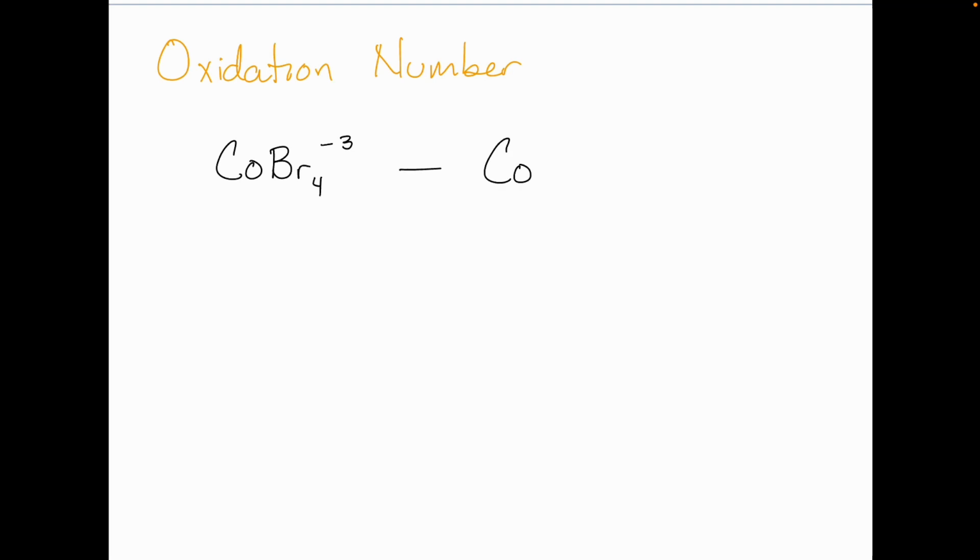Okay? And so what we went over last time was how we can get oxidation numbers given a formula here. So for example, let's do CoBr4. This complex has a -3 charge. Tell me what my oxidation number on my cobalt is. Everybody take a second.